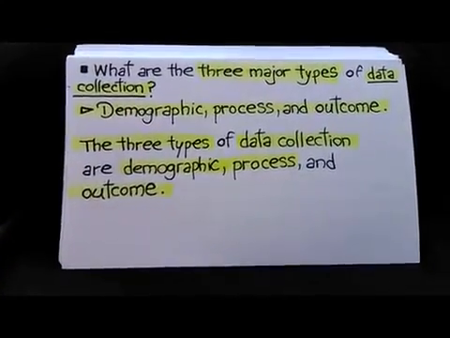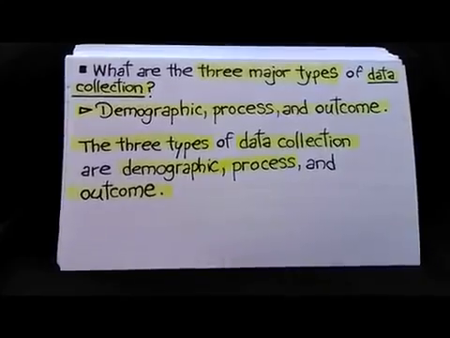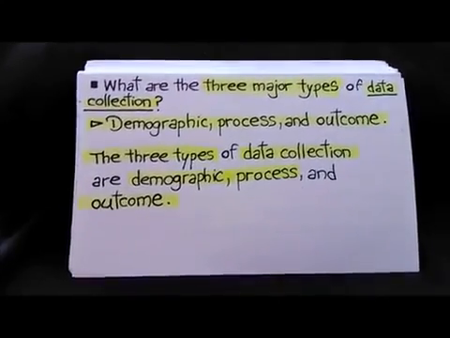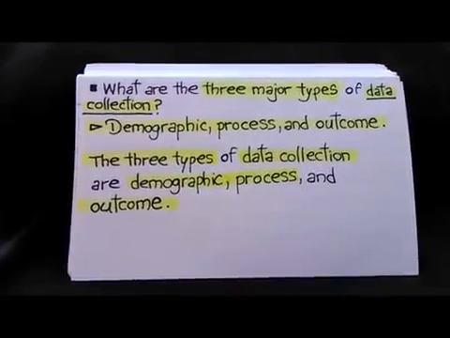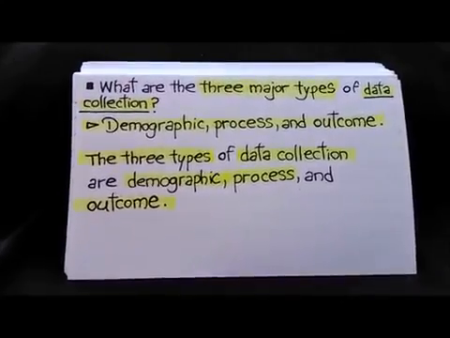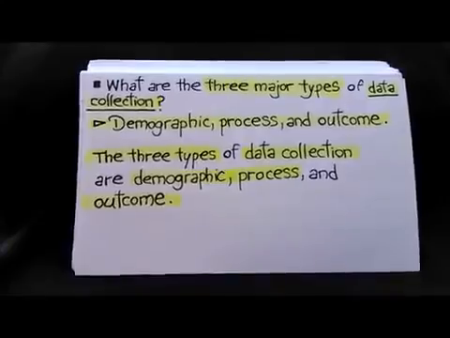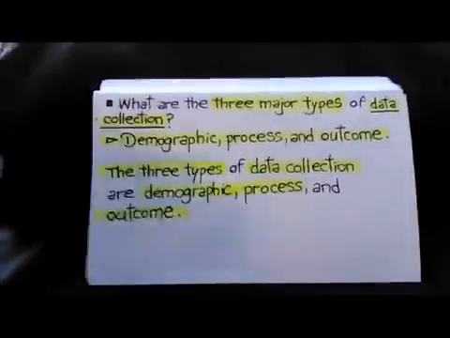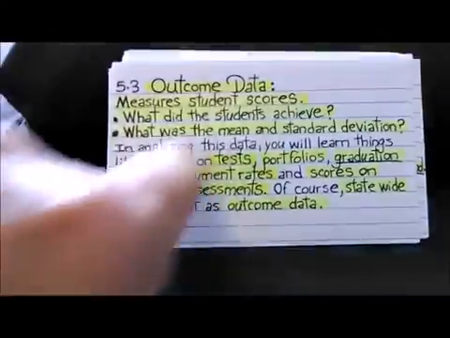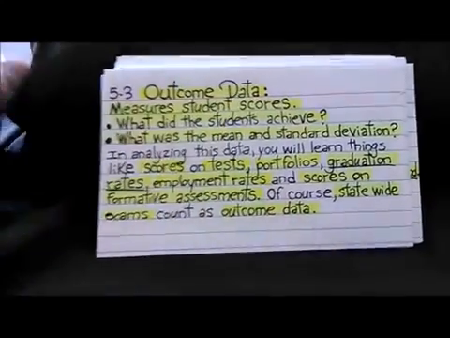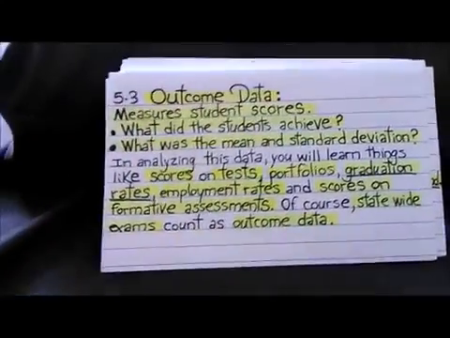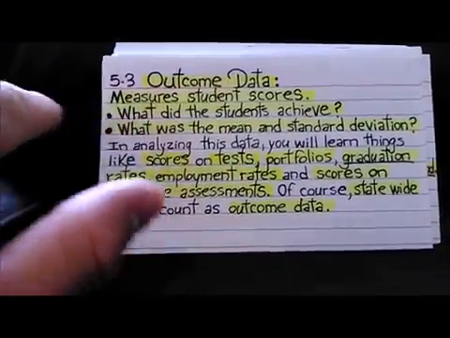What are the three major types of data collection? Demographic, process, and outcome. The three types of data collection are demographic, process, and outcome. Okay? You got that, right?